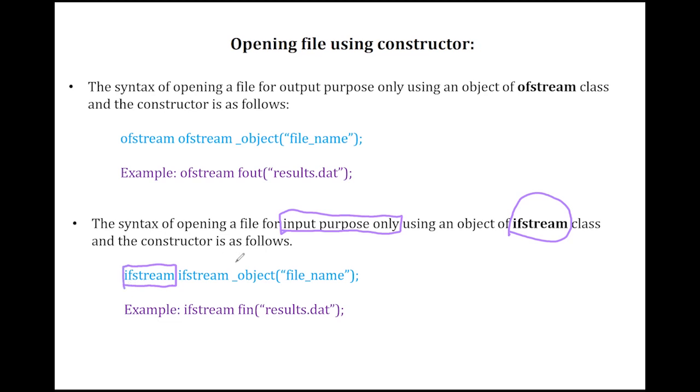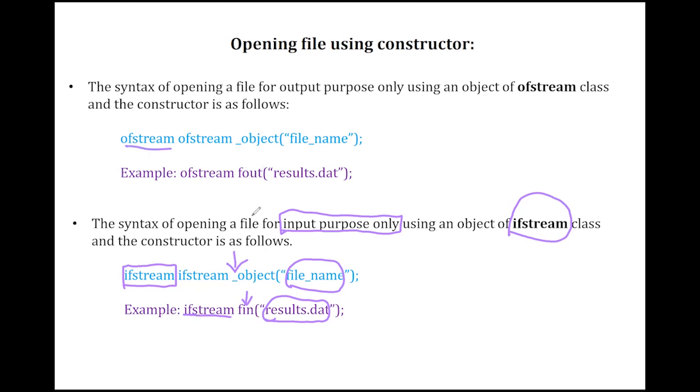Then I have the object name given by the user and the file which I want to read in order to process my program. See the example here. This is my keyword. fin is the name, that is a variable or the object name given by the user. Again, here we are using the same file in order to read. So what is the difference here? The difference here is the keyword used.